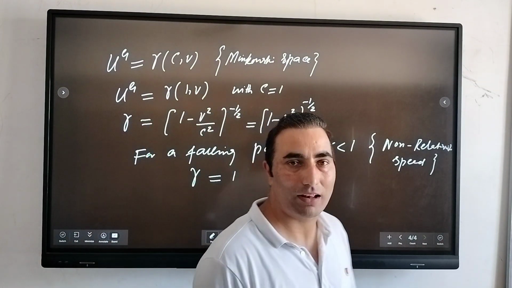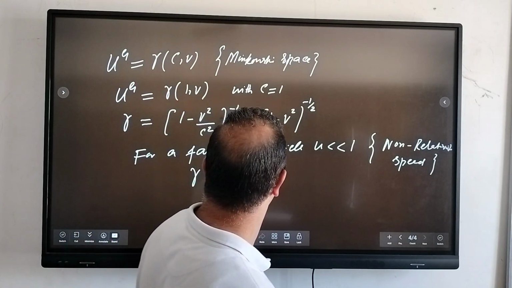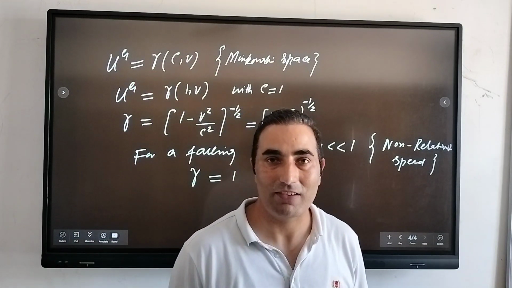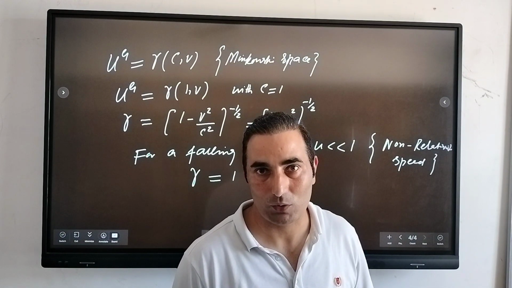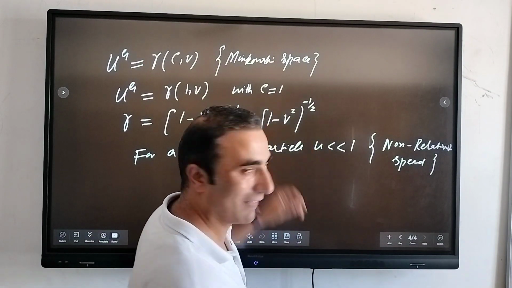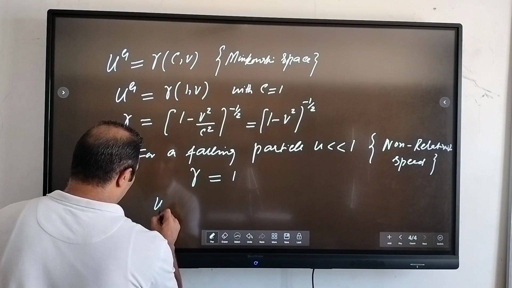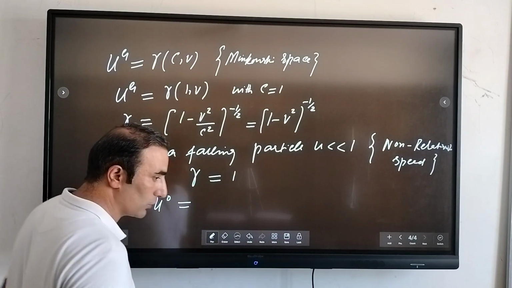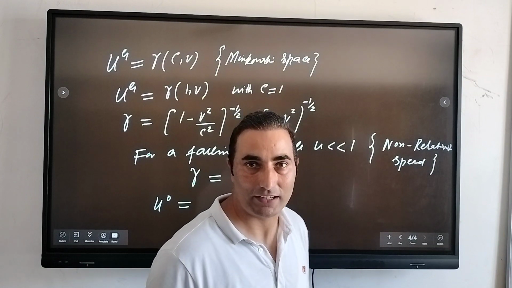So that means the four-velocity will be simply u^μ equal to (1, v), right? Here 1 corresponds to c, because we have chosen c equal to 1. So in that context we choose c equal to 1, so it will be equal to (1, v). And what about u^0? What will be u^0? If you want to calculate the time component of that four-velocity, right?